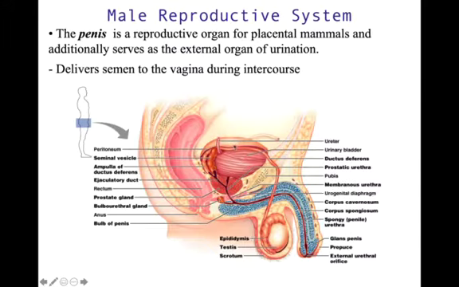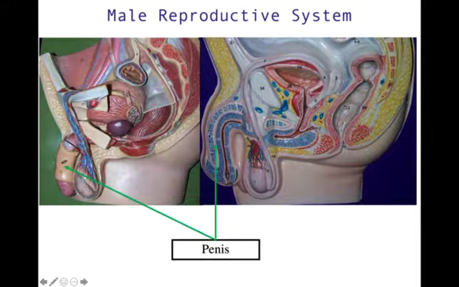Now the external genitalia of a male. The main structure used during intercourse that we see here is the penis. The penis averages anywhere between 6 and 8 inches in length. The function of the penis is that it is used during intercourse and delivers semen to the vagina during intercourse. So there's the penis.